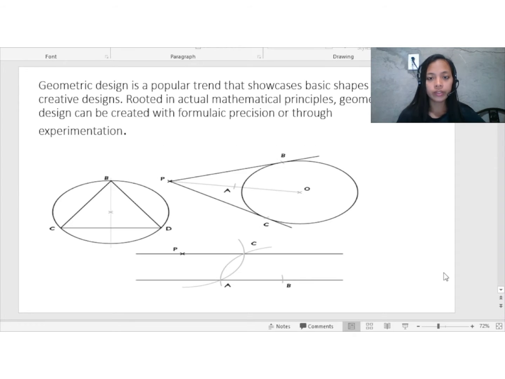Geometric designs are a popular trend that showcases basic shapes in creative designs rooted in actual mathematical principles. Geometric designs can be created with formulaic precision or through experimentation. This is a guide on how to make a design using a geometric pattern.